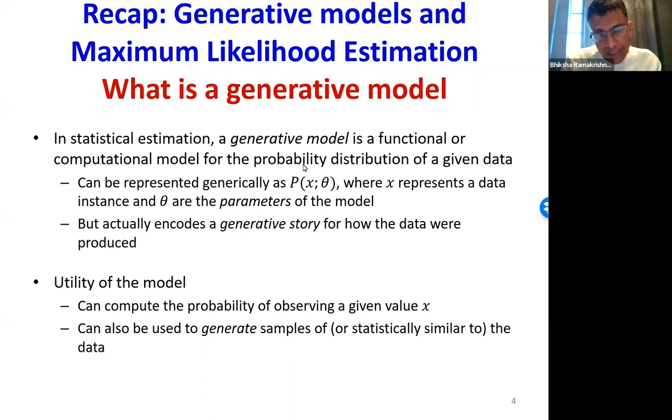But in reality, a model of this kind actually encodes a generative story for how the data are produced. And once we learn such a model, we can use it to compute the probability of observing a given data.